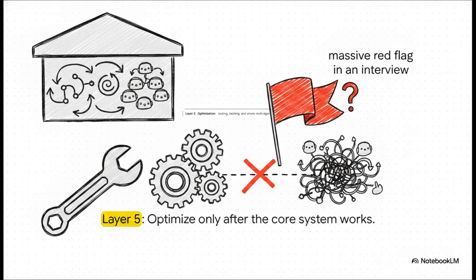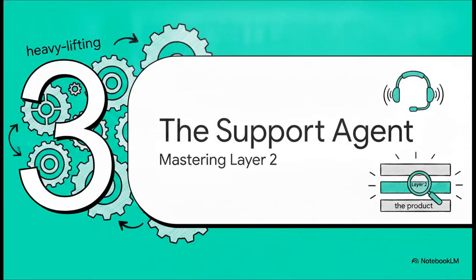But here is the secret, and honestly, a massive red flag if you get this wrong in an interview. You only reach for layer 5 after the core system actually works. All right, let's get into section 3, building the support agents.